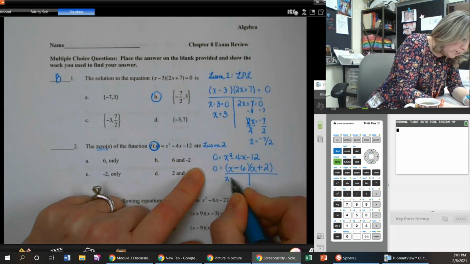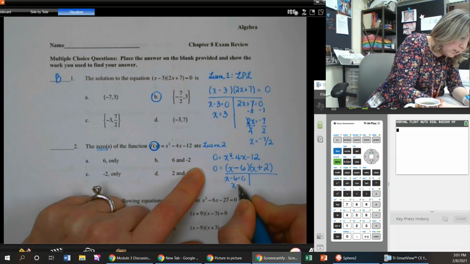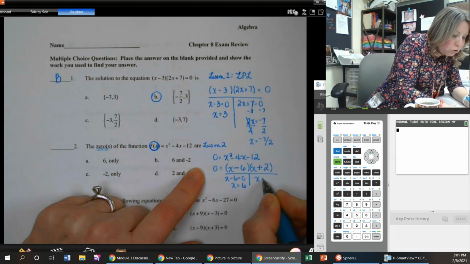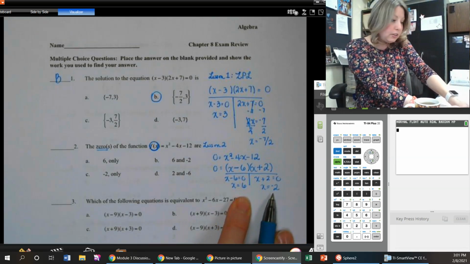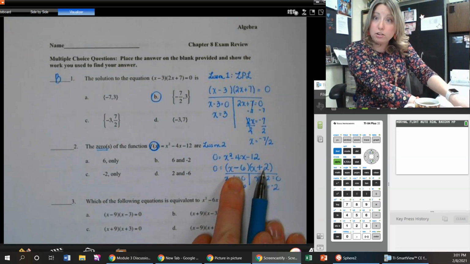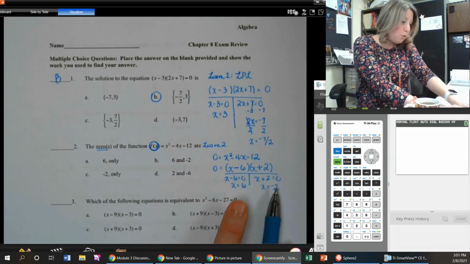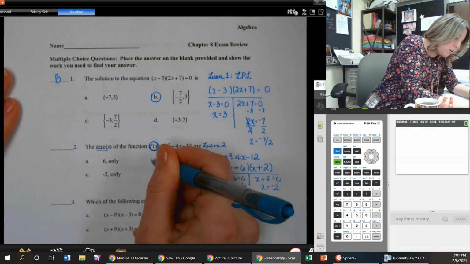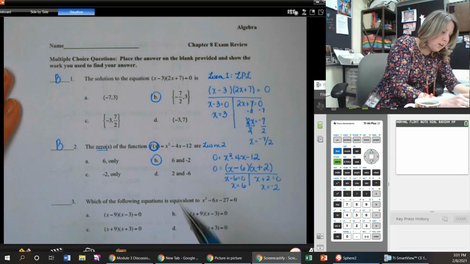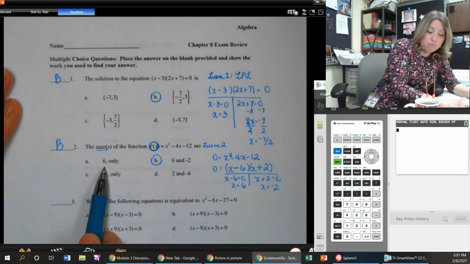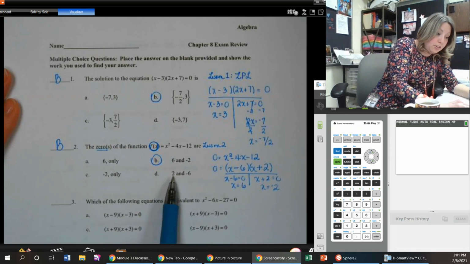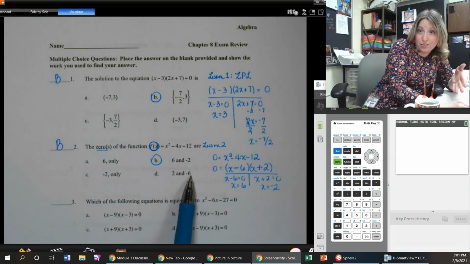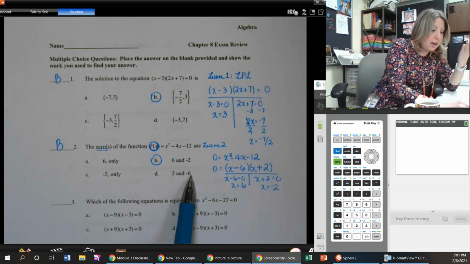So x minus 6 equals 0, x equals 6. And x plus 2 equals 0, so x equals negative 2. Again, notice my answers have the opposite signs of what's in the binomials. Okay, so positive 6 and negative 2. Again, choice B, because it's not 6 only. It's not negative 2 only. And had I factored with my signs incorrect, I might have gotten this part wrong. But I have my correct signs. We're good.